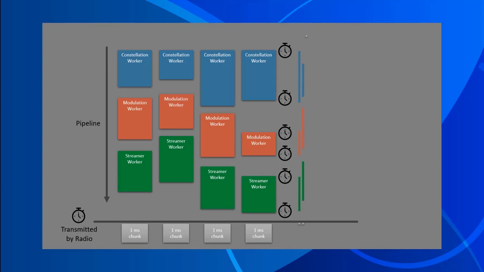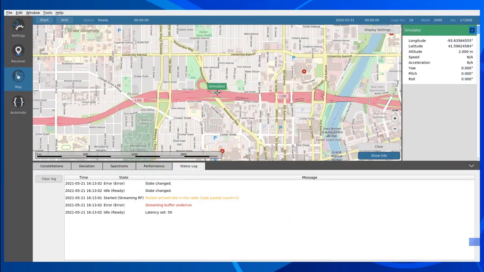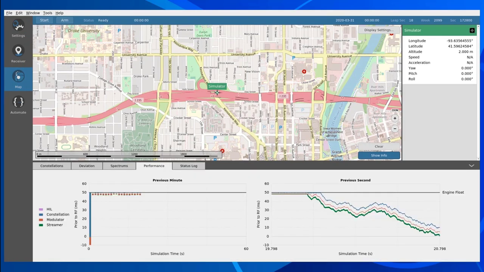One chunk is 1 millisecond, so it takes 1,000 chunks to complete the graph. Something important to note here: if the simulator fails to perform the calculations fast enough, an underrun occurs. This means that the radio didn't receive data in time to transmit. When this happens, the simulation will stop and indicate an error. What's cool is, the real-time performance graph shows you exactly why and when the underrun occurred. It's when any of the worker lines hit the x-axis.